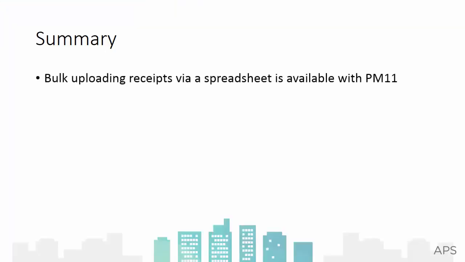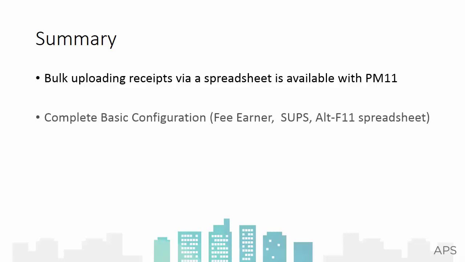So in summary, bulk uploading of receipts via spreadsheet is available now in Practice Management 11. You'll need to complete your basic configuration, including a fee earner for your receipt operator, update that receipt operator in your system and user product settings, and also update the macro-enabled workbook by pressing Alt F11 for the first time to put in your SQL credentials.